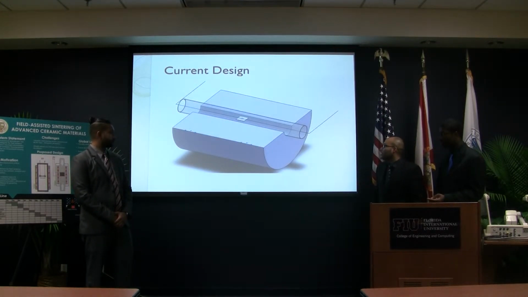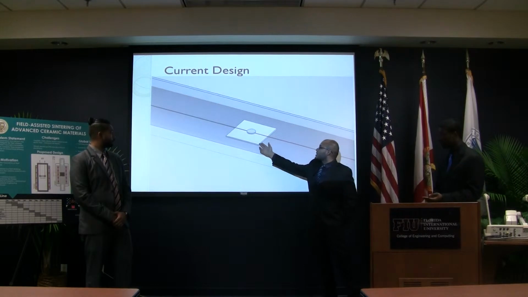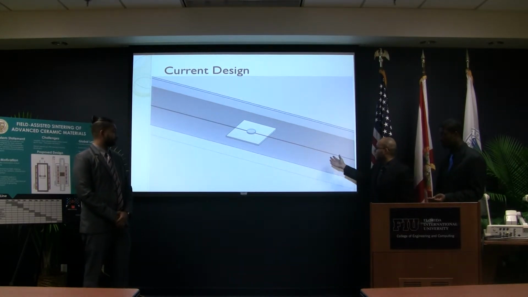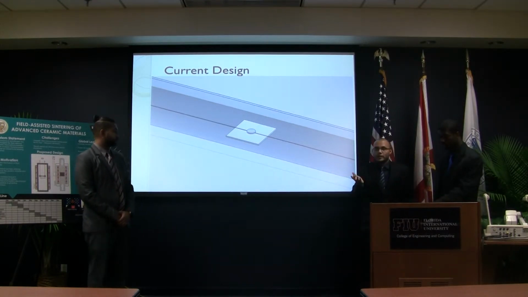This is a solid modeling of our current design in the laboratory. As you can see, this is a sample here. This is an aluminum oxide plate that is used to hold the sample on the glass tube so that it doesn't burn the tube, and you can hold the sample in place so it doesn't move.